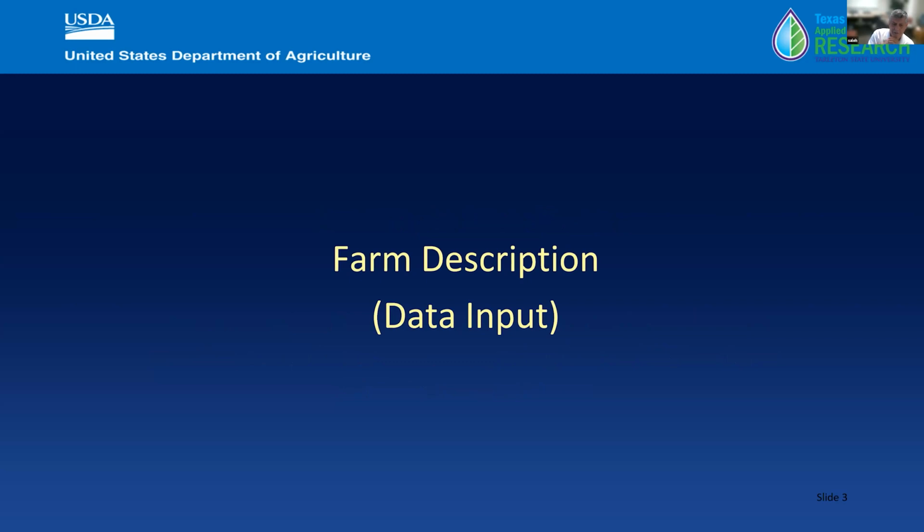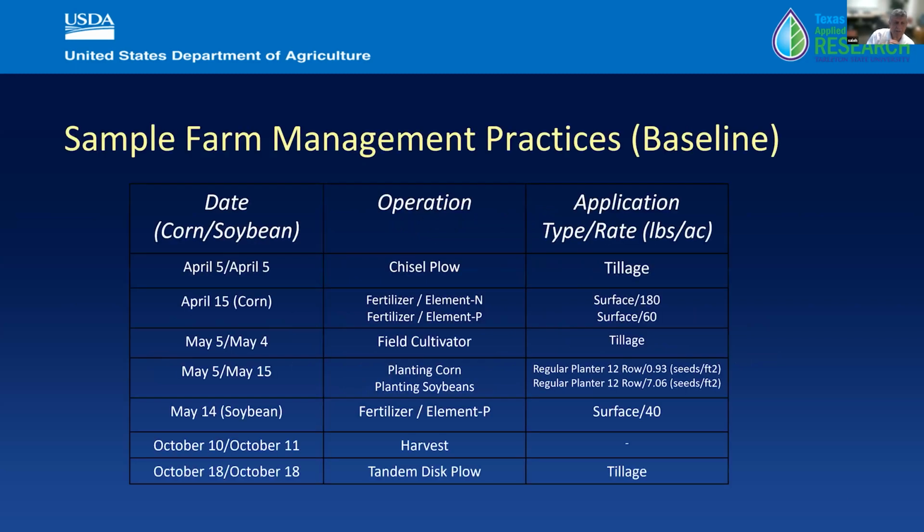Next, please. In this case, we have a farmer who tells us he's going to chisel plow on April 5th in the corn-soybean system. And on the 15th of April, he's going to add fertilizer for corn, 180 pounds of nitrogen and 60 pounds of phosphorus. But when it comes to soybean, he only applies phosphorus, not nitrogen.